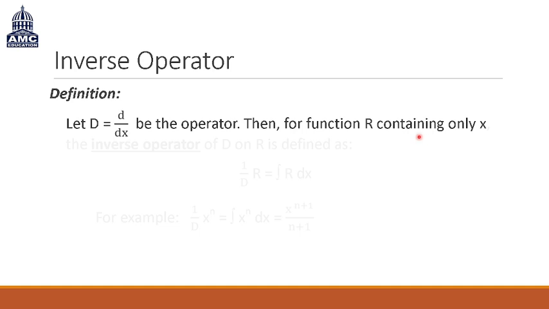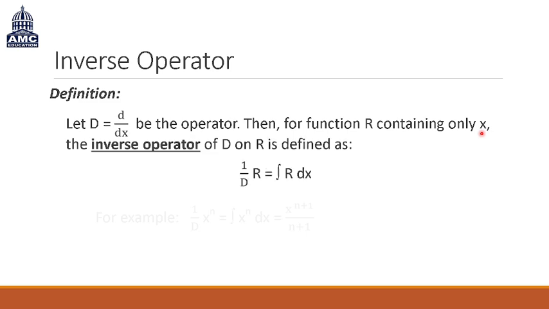And for a function R containing only x, so this looks quite familiar, right? This function R can be thought of as the right hand side of a non-homogeneous linear differential equation with constant coefficients, as we have seen in the exactly previous video on this playlist. So for a function containing only x, we shall define the inverse operator of D on R by 1/D of R is equal to the integration of R with respect to x, right? So let's take an example and see how this works.